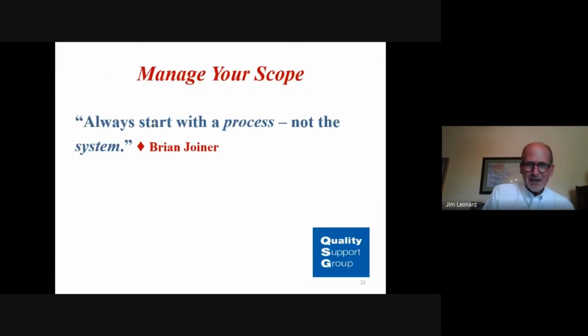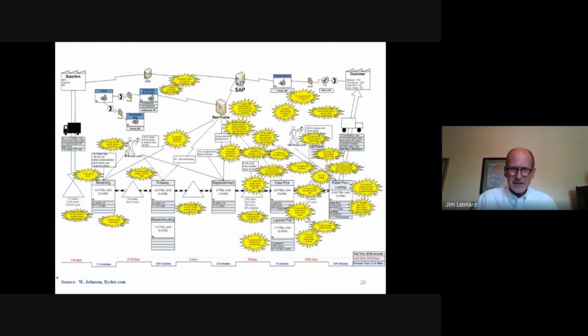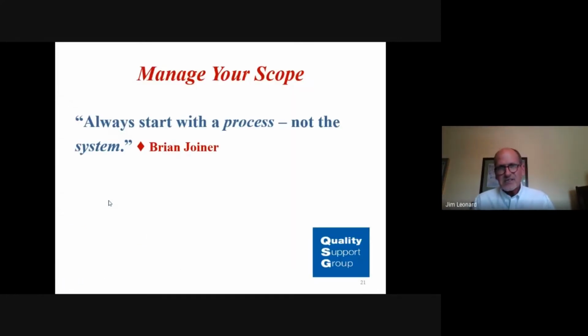Brian Joyner, who was a Deming master back in the 80s, always recommended to always start with a process, not the system. This is a distribution system. Replenishment is a process. Case pack is a process. Receiving is a process. You got to manage your scope and always focus on the process, not the system. Manufacturing is a system. Coding is a process. Functional test is a process. It doesn't add value, but it's a process. Assembly is a process. Always start with the process.